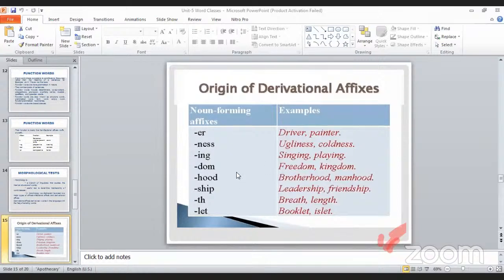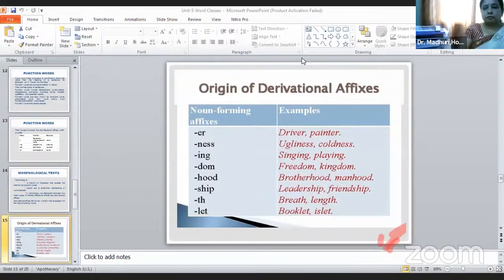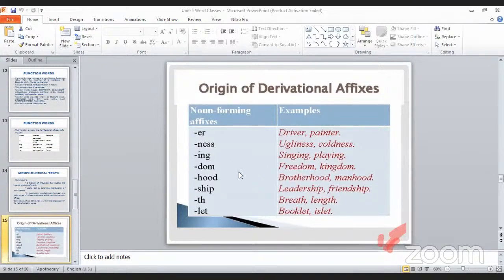Now let us look at this. The origin of derivational affixes, noun forming affixes, words. That is, at the end when you add this word, er, or ness, ing, and you have words like DOM, HOOD, SHIP, and LET. You have examples given over here. I hope the examples are visible for you. Yes, madam. Thank you.